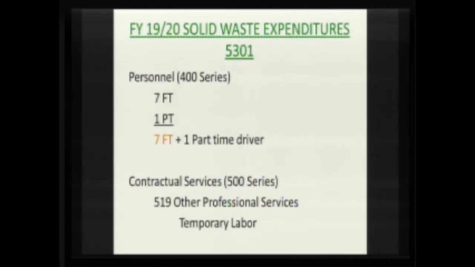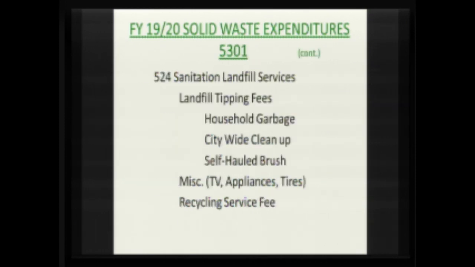We have 7 full-time personnel. The budget line item is 5301. The 400 series are personnel. We have 7 full-time and 1 part-time driver. That's in the 400 series, along with the various things associated with the 400 series to cover that group. We have contractual services in the 500 series of the budget. 519, other professional services, is where we pay for the temporary labor that helps us when we do our specialty programs. Next slide.